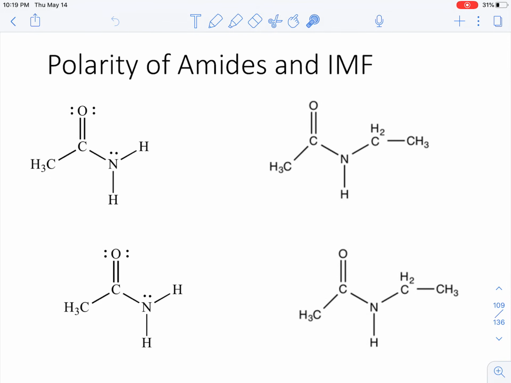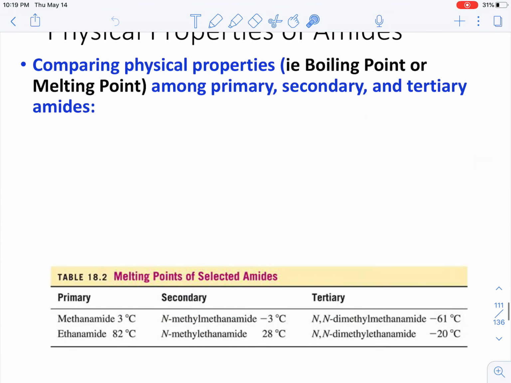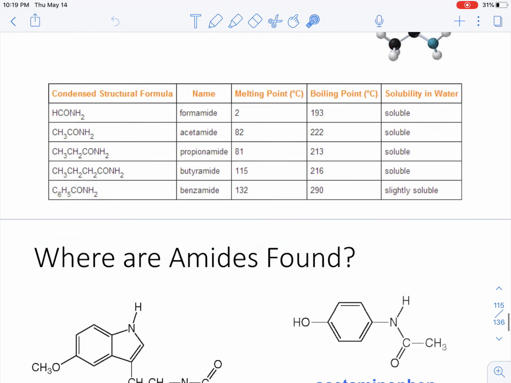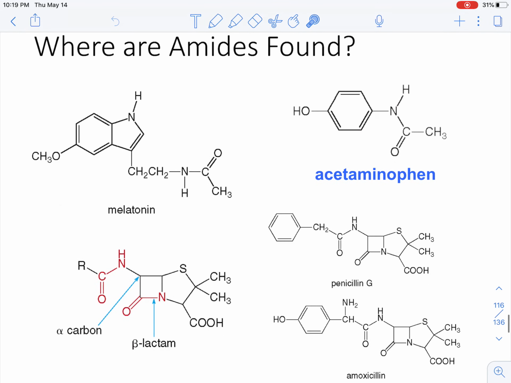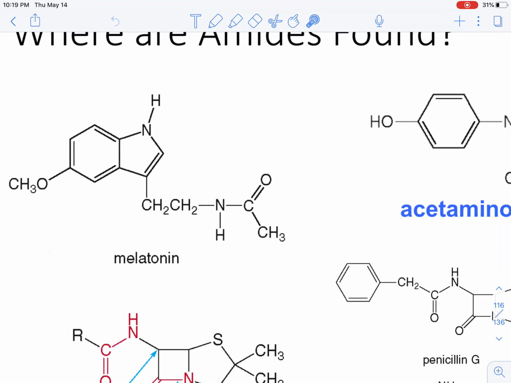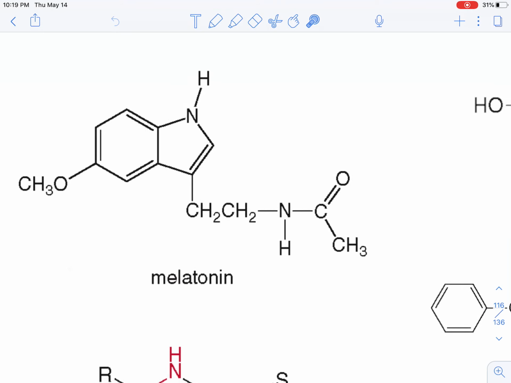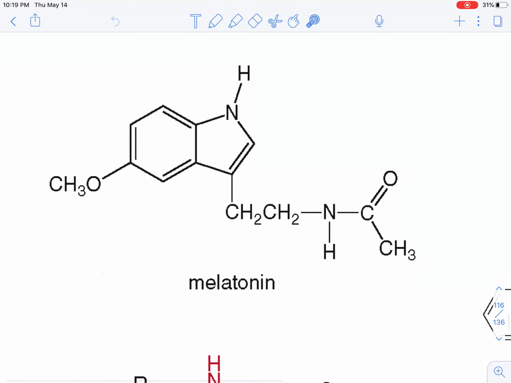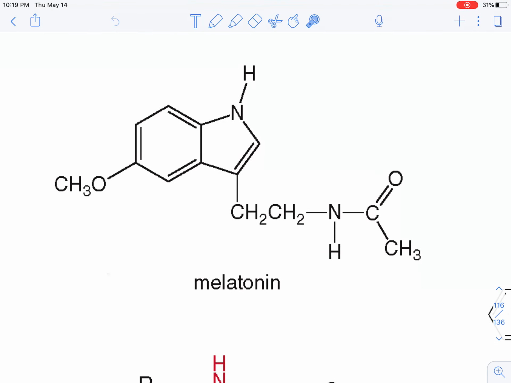All right, so we're going to skip polarity of amides, IMF. We're going to skip all of this stuff. And so I want to focus on this slide here just to demonstrate where amides can be found. Amides can be found in a lot of organic compounds, biomolecules, proteins, for example, silk, nylon, the list continues.